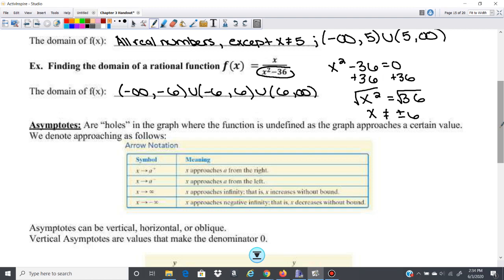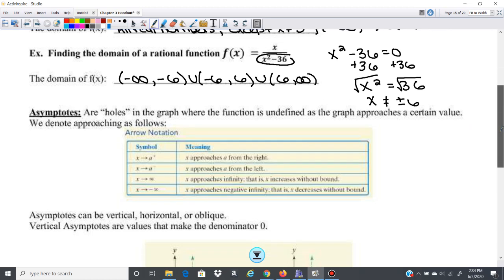So these are holes. As the graph approaches a certain value, this symbol here with the arrow just means that x is approaching your value from the right side, okay? The right is the positive side. With a negative, it's approaching it from the left, so it's coming from this way for the top one. You're approaching infinity, meaning x is going to increase without bound, and then approaching negative infinity, the x is going to decrease without bound.